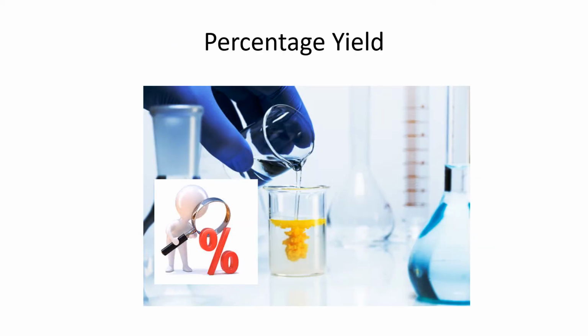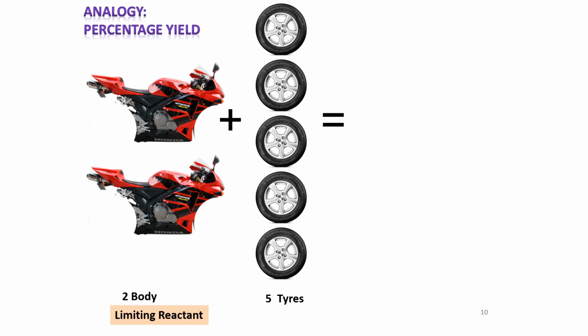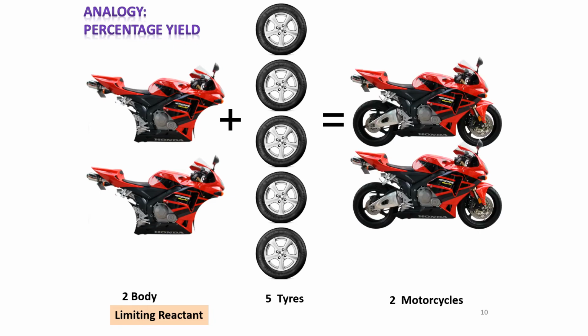Percentage yield. Analogy of percentage yield. From the previous example, we understand that 2 bodies of motorcycle require only 4 tires to produce 2 motorcycles. Thus, the amount of 2 motorcycles produced represents the theoretical product.